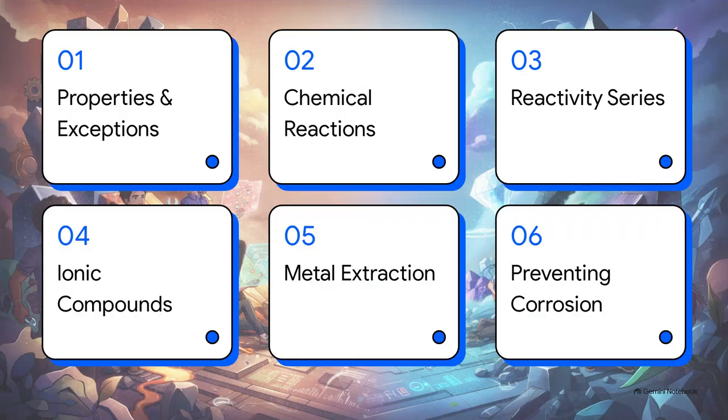Here is our exact roadmap for today. We're conquering this in 6 simple steps. We'll start with properties and key exceptions, move into chemical reactions, break down the reactivity series, look at forming ionic compounds, dive into metal extraction, and finally wrap up with preventing metal corrosion.